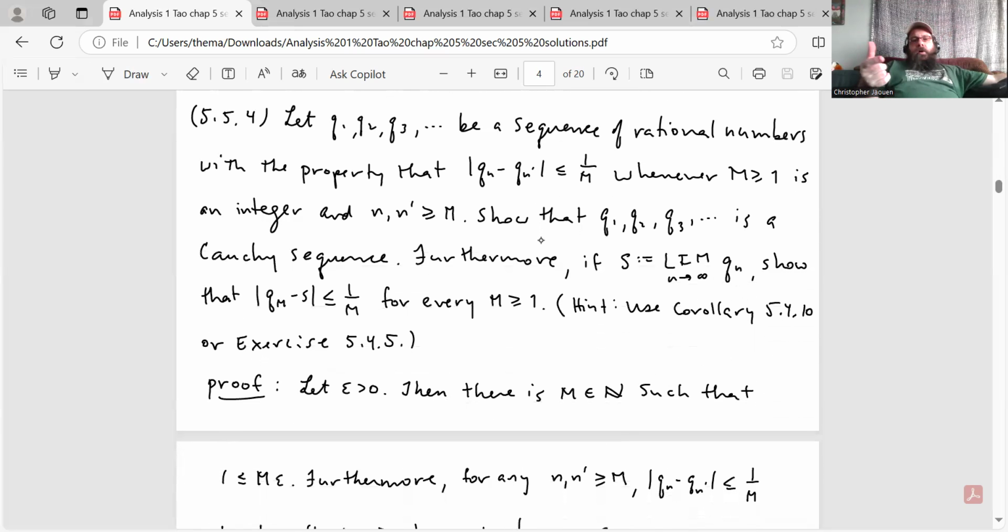This is the last part that we'll use for proving theorem 5.5.9. There's still one more exercise after this, though, and then we'll do it. So here's the question, 5.5.4.